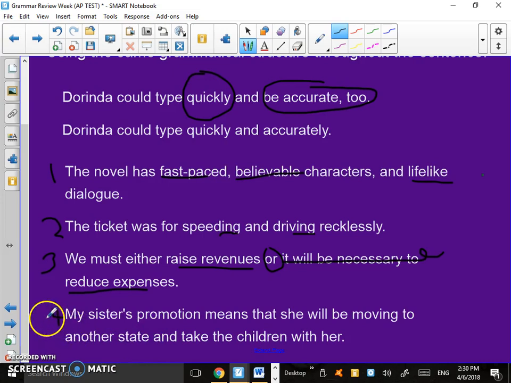"My sister's promotion means that she will be moving to another state and take the children with her." Now this one, just in reading it, should stick out. The idea is that the verb "will be moving" doesn't match the verb "take." So they're not parallel because they're not in the same grammatical tense, which is the same thing when we talked about the pronouns and antecedents aspect. Since they're not in the same tense, they have problems. Okay, so "will be moving to another state and taking the children with her." So moving this to an "-ing" ending is preferred.